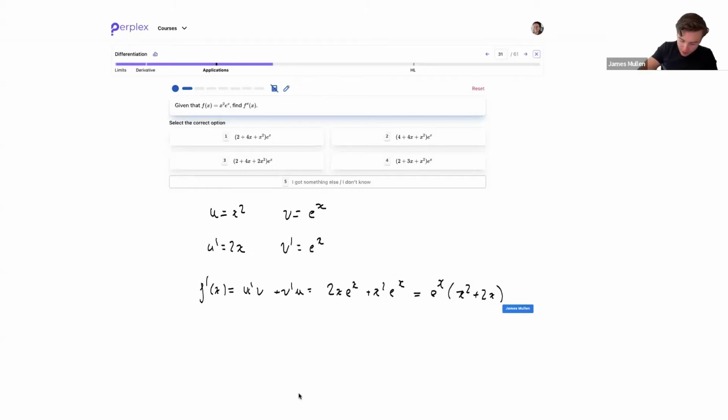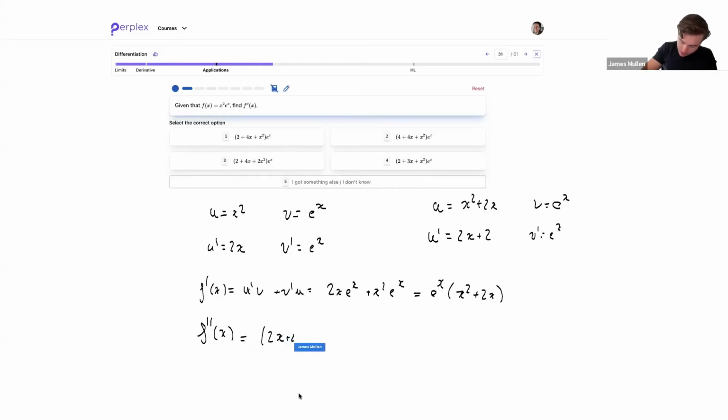All right. Now, I take the derivative again, and I do f prime prime of x. Now I'm going to let u be equal to x squared plus 2x, and v equals e to the x again. So u prime is equal to 2x plus 2, and v prime is equal to e to the x. And f prime prime of x is going to be u prime v, so (2x plus 2) e to the x, plus u v prime, so plus (x squared plus 2x) e to the x.